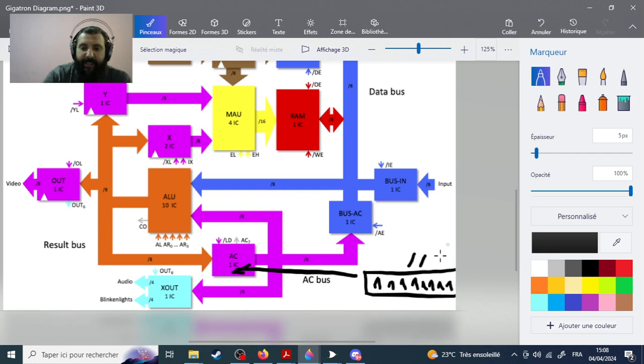If I give you this value, for instance, can you give me this value in decimal? What is this value for the Gigatron? I want the value in binary converted to decimal. Can you give me the value in decimal?